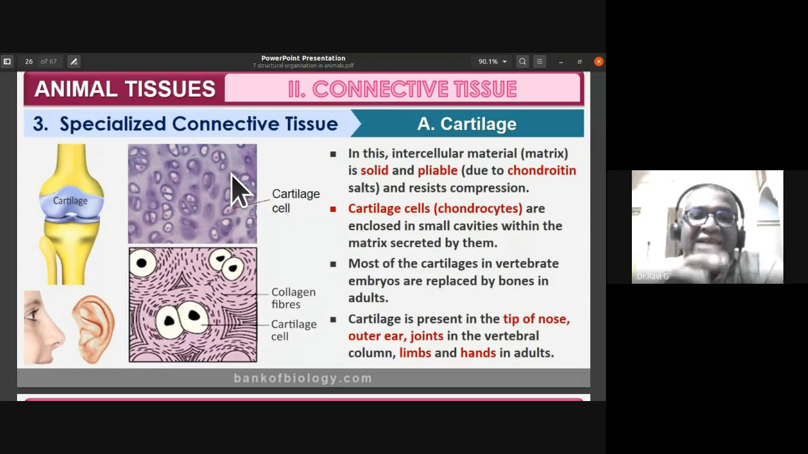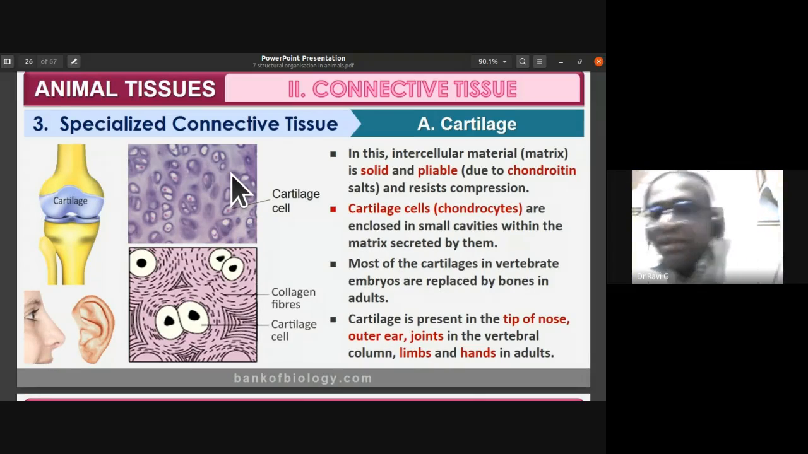So this elasticity is noticed in the cartilage cells, and they resist compression. Why are they solid and pliable? Pliable means flexible, foldable. Because of the deposition of chondroitin salts. The intercellular matrix has these chondroitin salts, is solid and pliable due to chondroitin salts, and they resist compression.